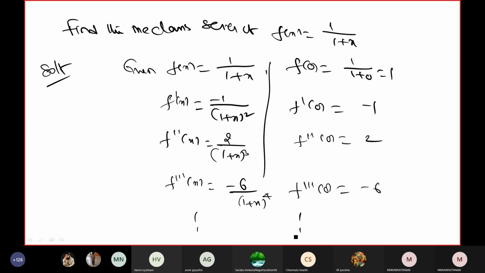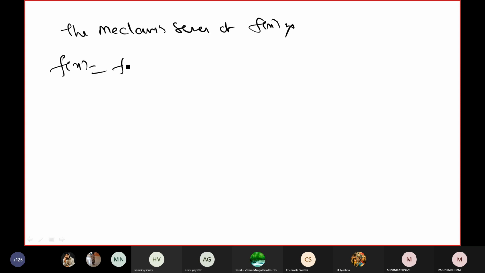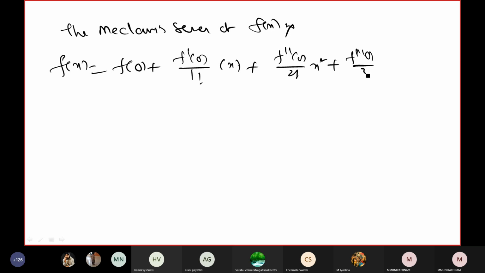So therefore, the Maclaurin series of f of x is, so what is that Maclaurin series? f of x equal to f of 0 plus f dash of 0 by 1 factorial into x, plus f double dash of 0 by 2 factorial into x square, plus f triple dash of 0 by 3 factorial into x cube, plus and so on.